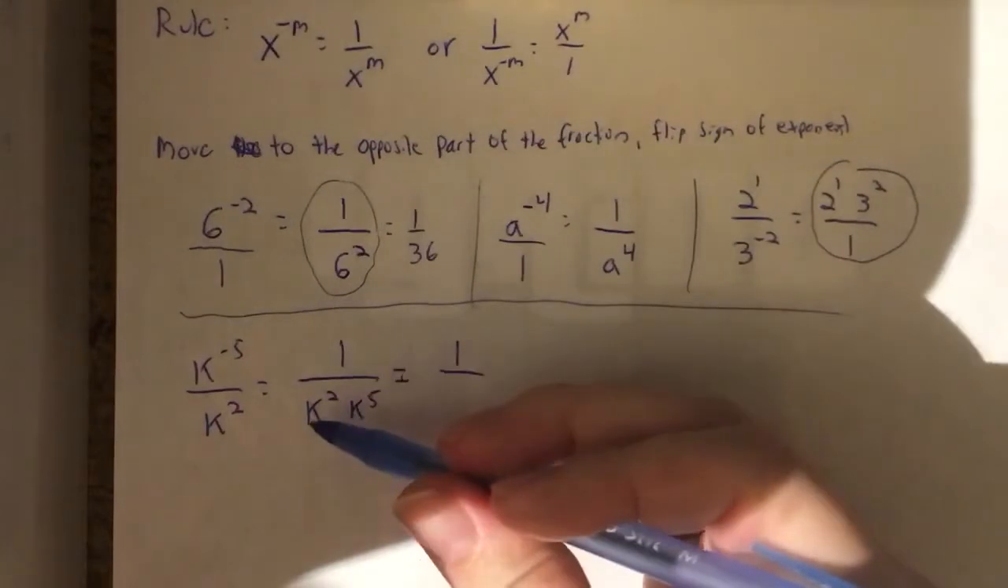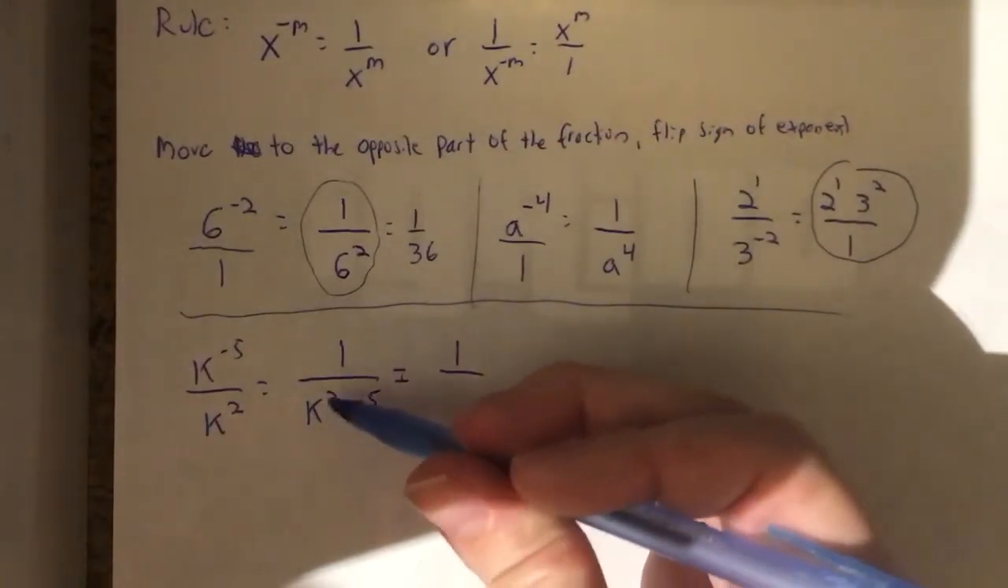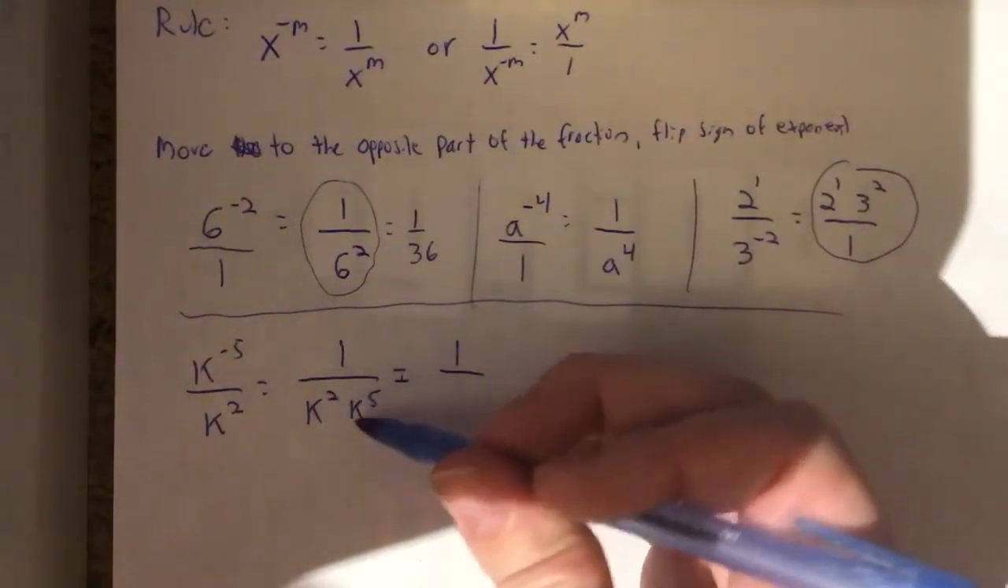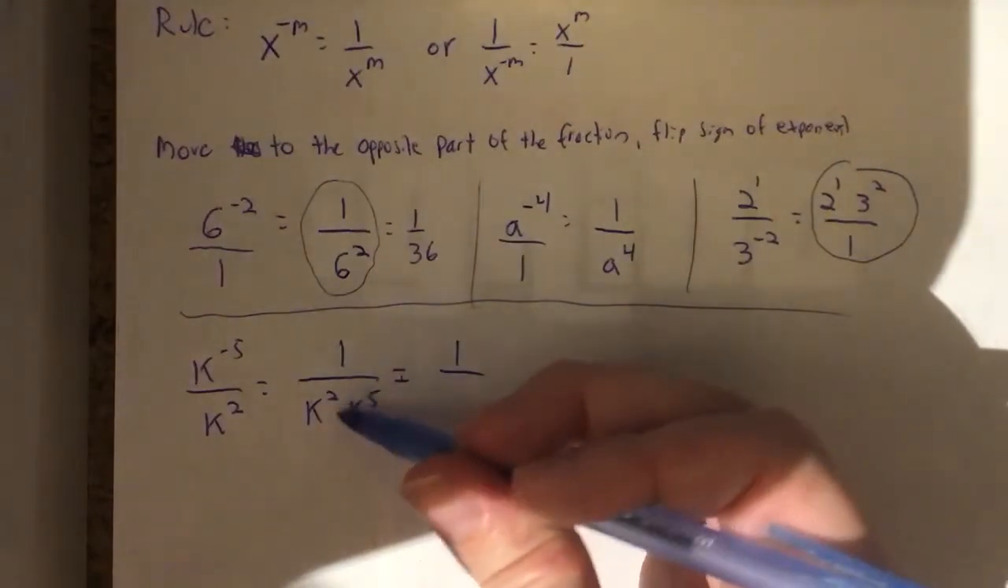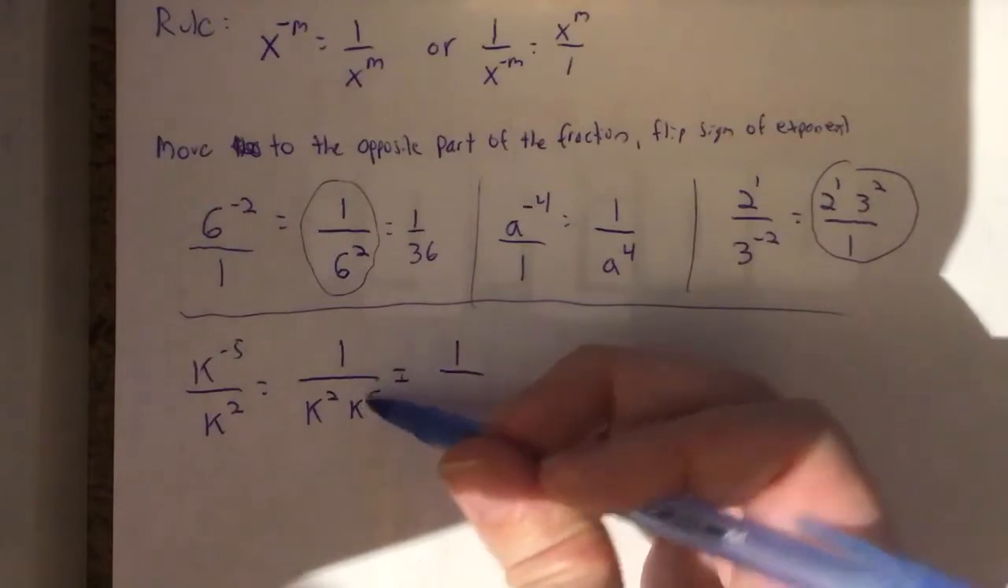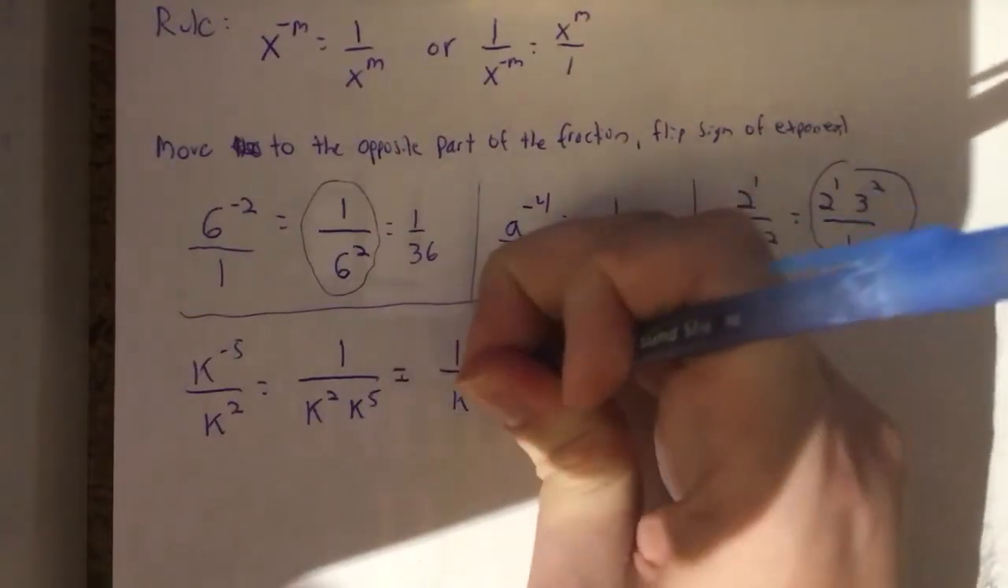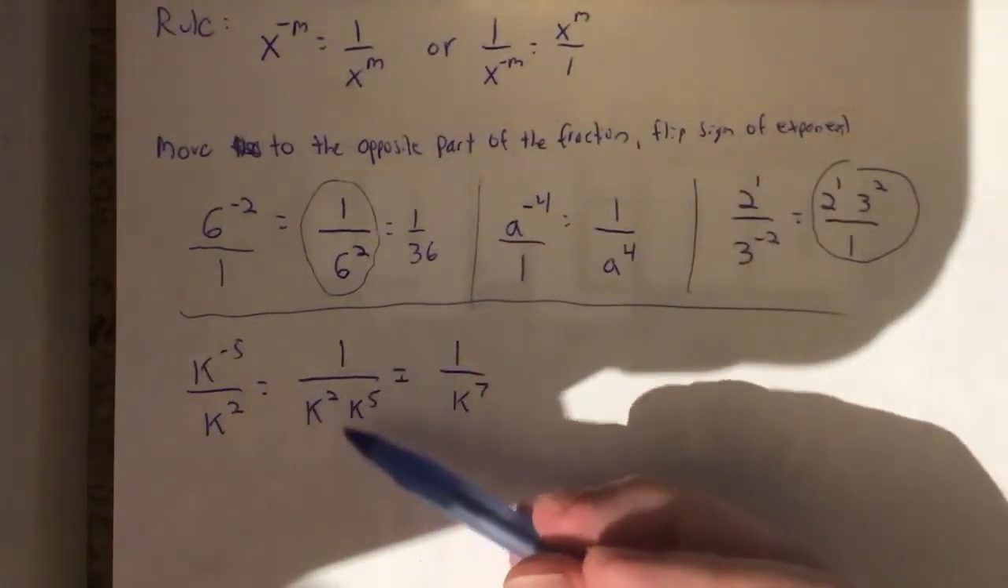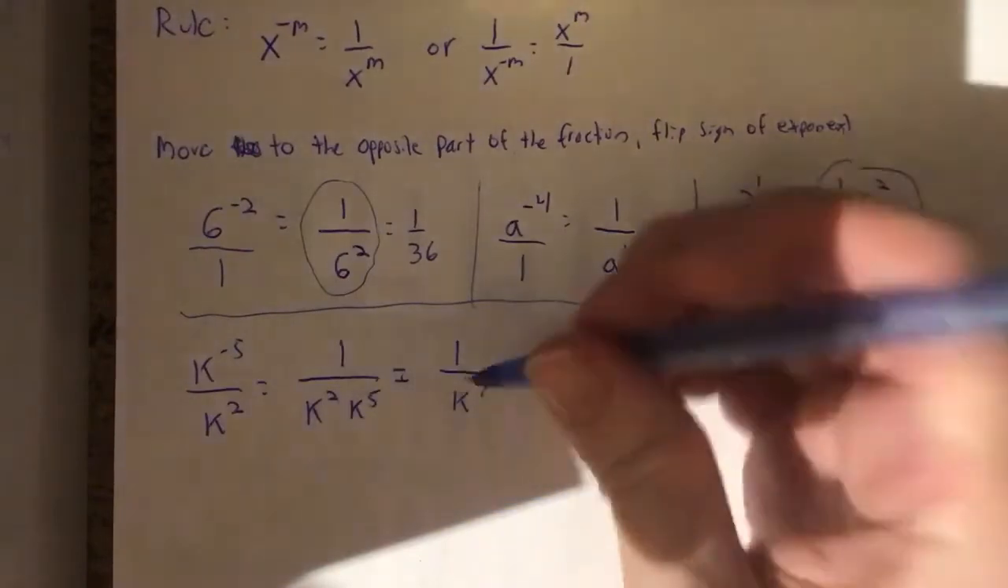So 1, and now k squared k to the 5th. Since it's all on the same part of the fraction, I can use my product rule, which is really just keep the base, add the exponents. This just becomes k to the 7th. How many k's are there altogether? There's 7 k's being multiplied. That's my answer.